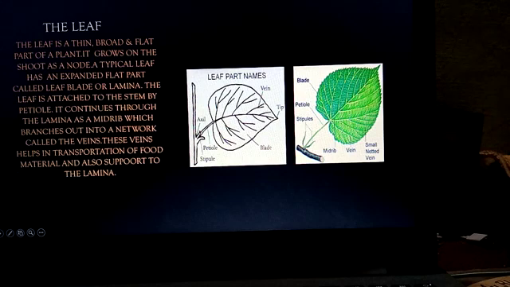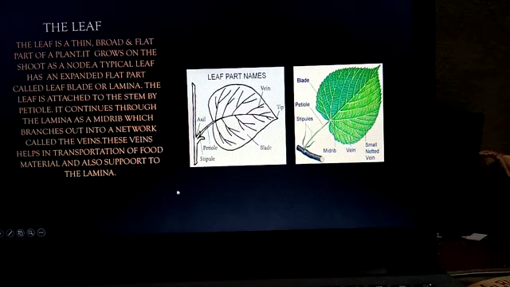A leaf is attached to a stem at the node with the help of a petiole. It expands to the entire part of a leaf. The entire part of the leaf is called a lamina, and you have the midrib and these are the branches. So this is a midrib, the main vein, and these branches you call side veins.